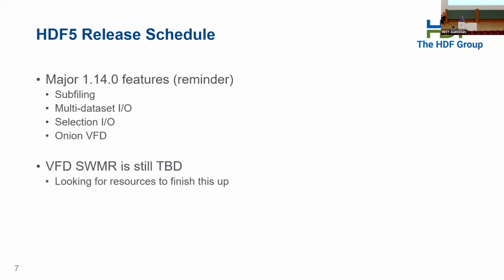So just as a quick review, we've talked about this at other HOGs. The major 1.14.0 features that came out with that major release were subfiling, multi-data set I/O, selection I/O, and the onion VFD. Subfiling basically lets you do that middle ground between file per process and one single shared file. Multi-data set I/O lets you stripe your I/O across multiple data sets. Selection I/O lets you pass selections to virtual file drivers instead of doing a whole bunch of small I/Os. And then the onion VFD allows you to basically version operations on the file. And then VFD Swimmer, we were hoping to get that out. That is still TBD. We're trying to find some funds to get that finished up.